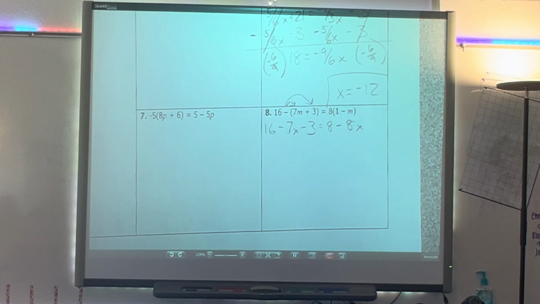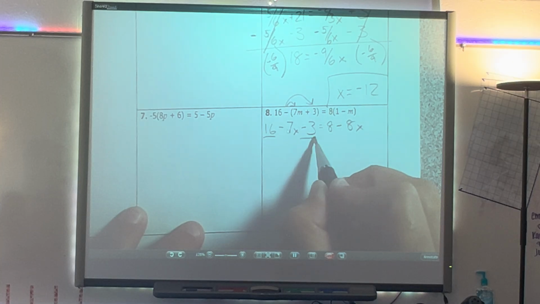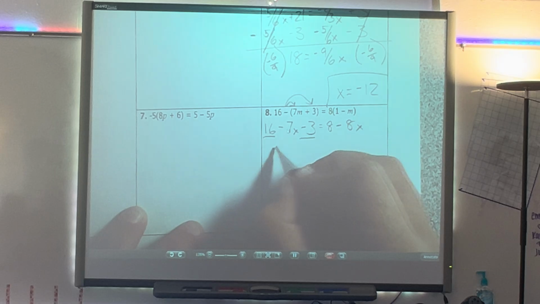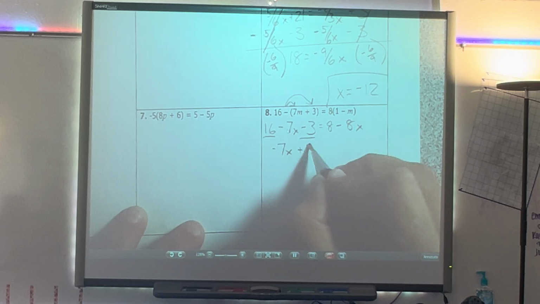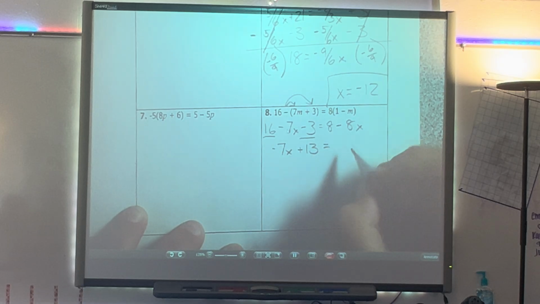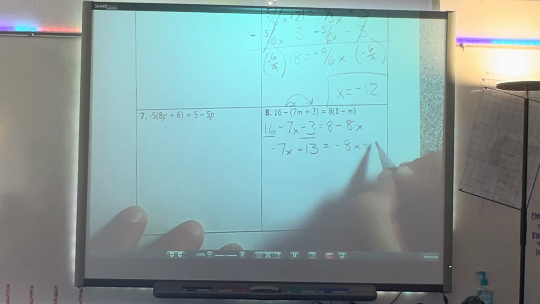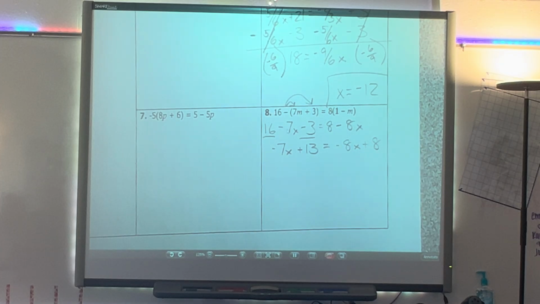Now what happens here? Because I got 3 terms on the left, so what do I need to do? I got to combine my terms. So 16 minus 3 gives us 13. So I've got negative 7x plus 13 is equal to, and I'm going to switch the order of this, negative 8x plus 8. If you didn't switch the order, that's okay. It doesn't matter. Everybody okay?